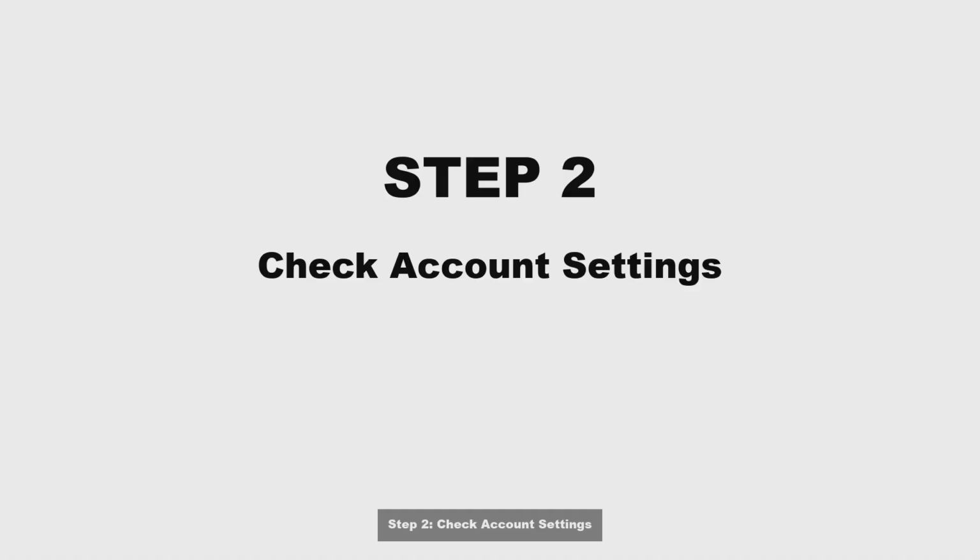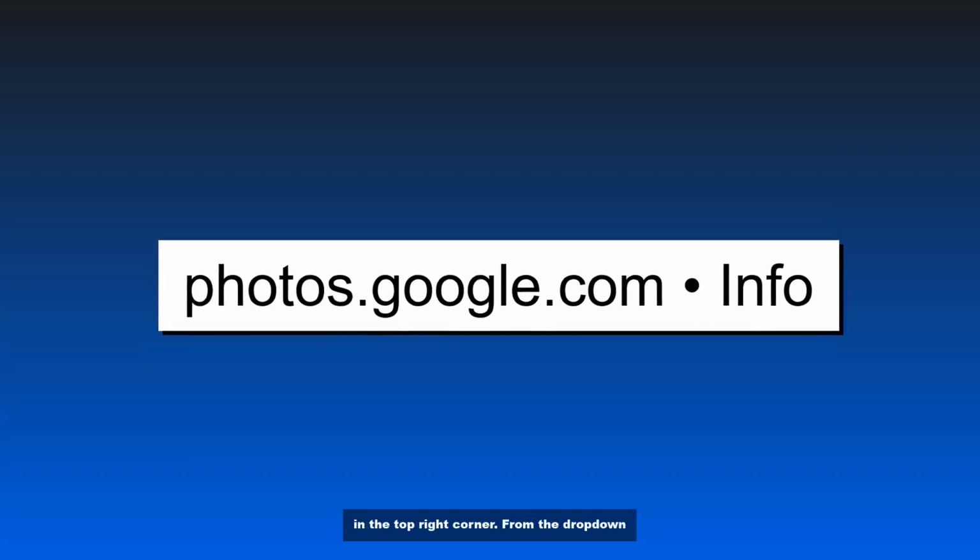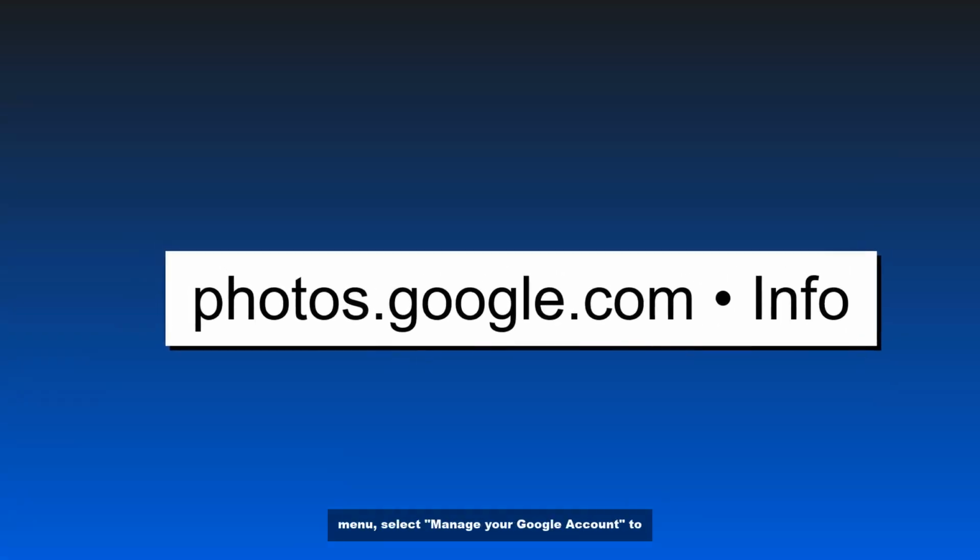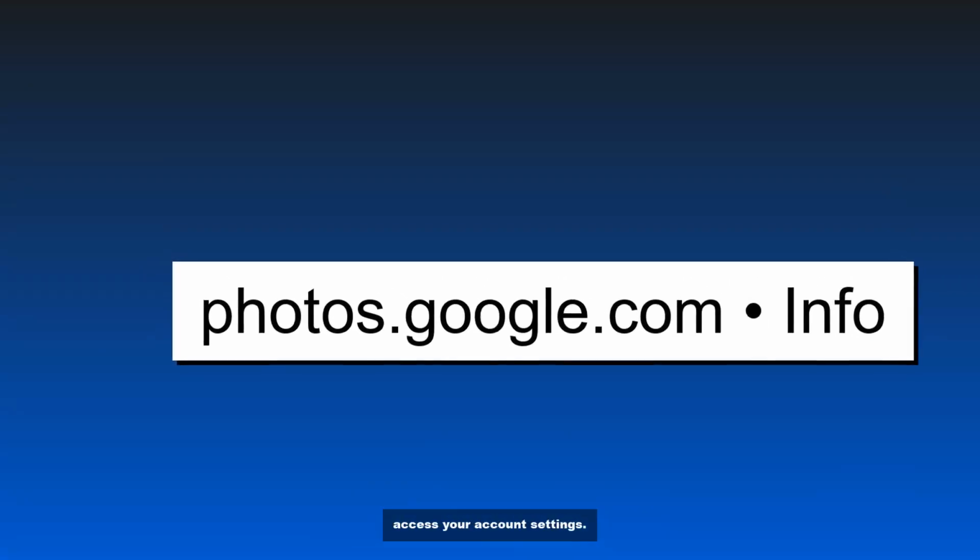Step 2. Check account settings. Once logged in, click on your profile picture in the top right corner. From the drop-down menu, select Manage your Google account to access your account settings.